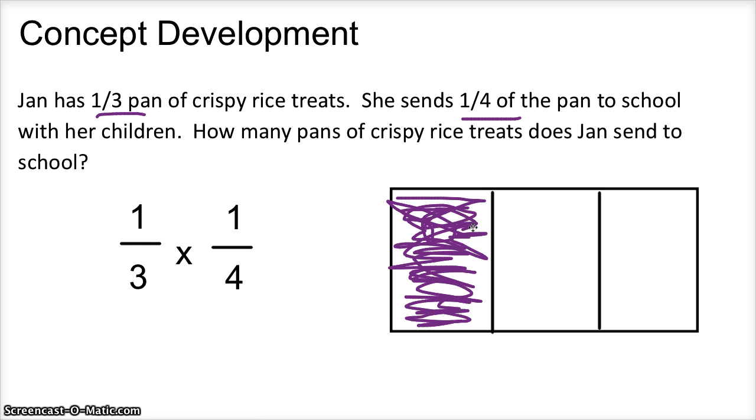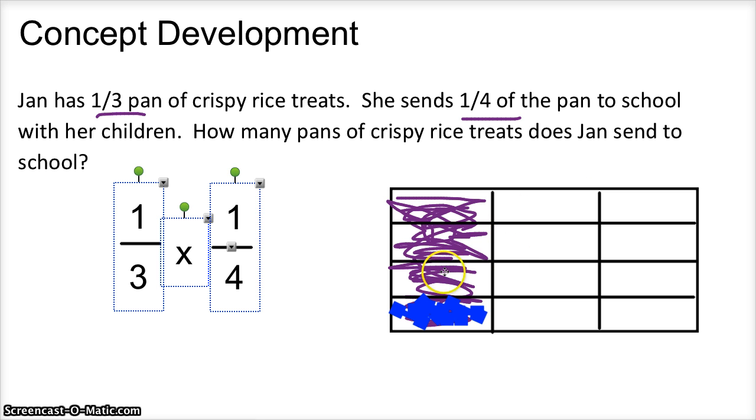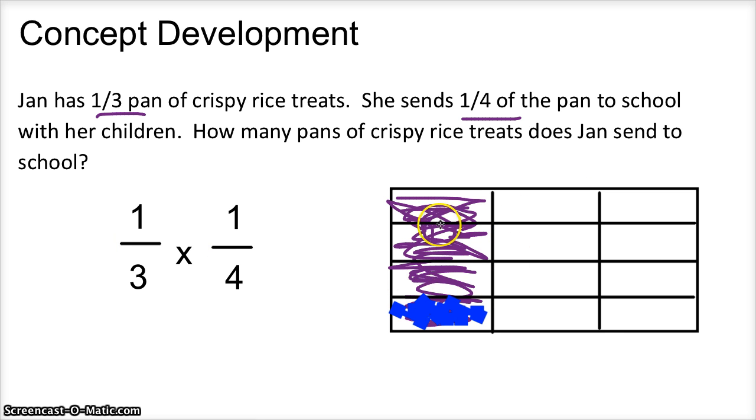Okay, first I'm going to draw out 1/3. Here's my whole pan of crispy rice treats, and I ate this and I ate this, so this is what I'm left with. Now I want to send 1/4 of the pan to school with my kids. Well, I know that this is a half, so how can I keep cutting it to make them into 4 pieces? So I'm going to cut, and I'm going to cut again my halves into halves, and then I just want 1/4 of that. So this is the overlapping piece. I'm left with 1 out of all of these squares, and if you multiply straight across, 1 out of 12.